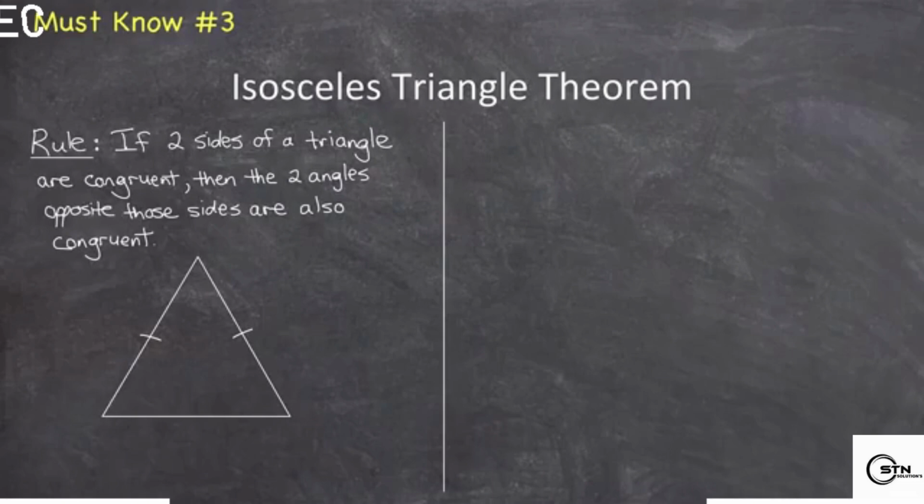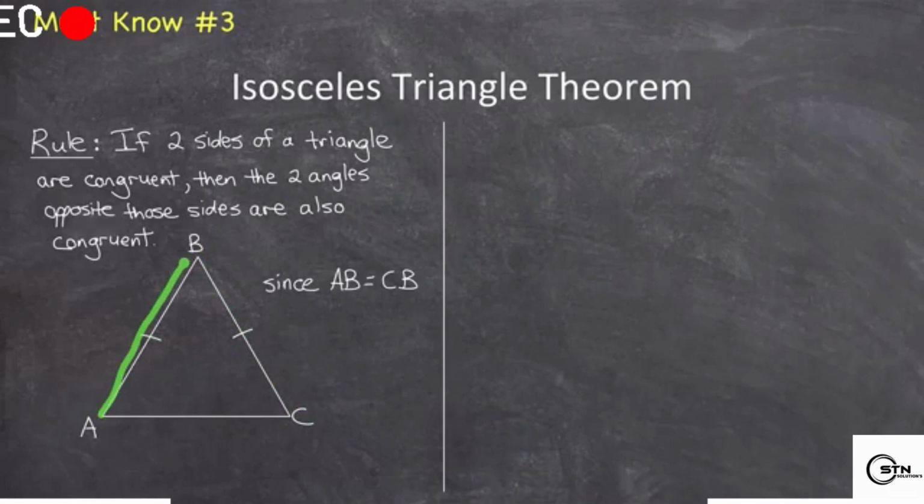I'll label the vertices of this triangle A, B, and C. These tick marks indicate that the length of side AB and the length of side CB are equal to each other. Because those two sides are equal in length, based on the isosceles triangle theorem, I know that the angles opposite from those two sides, so angle A and angle C, would be equal to each other. So I could say that angle A equals angle C.